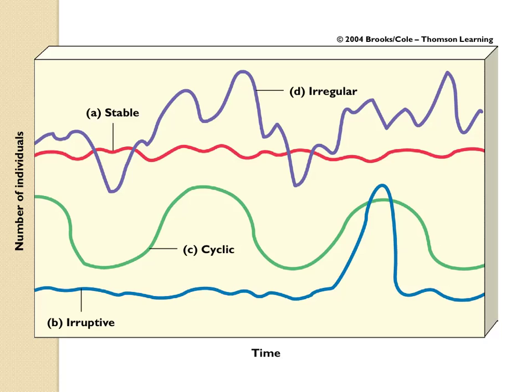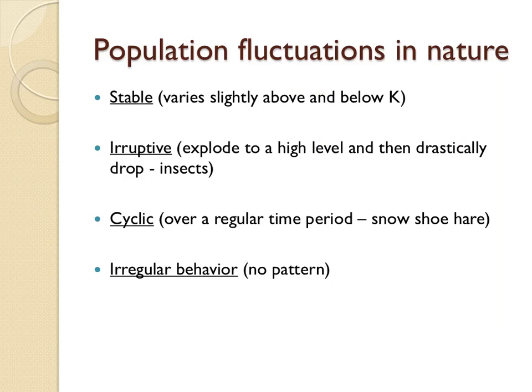C, cyclical, up and down, very typical pattern for predator-prey relationships. And D, which is the very top one, is very irregular, no rhyme or reason. So, kind of just a little overview. Stable is going to slightly go above and beyond carrying capacity. Eruptive, like mosquitoes, explodes to a high level when there are favorable conditions. Cyclical, just normal predator-prey relationships, and irregular, of course, no pattern.